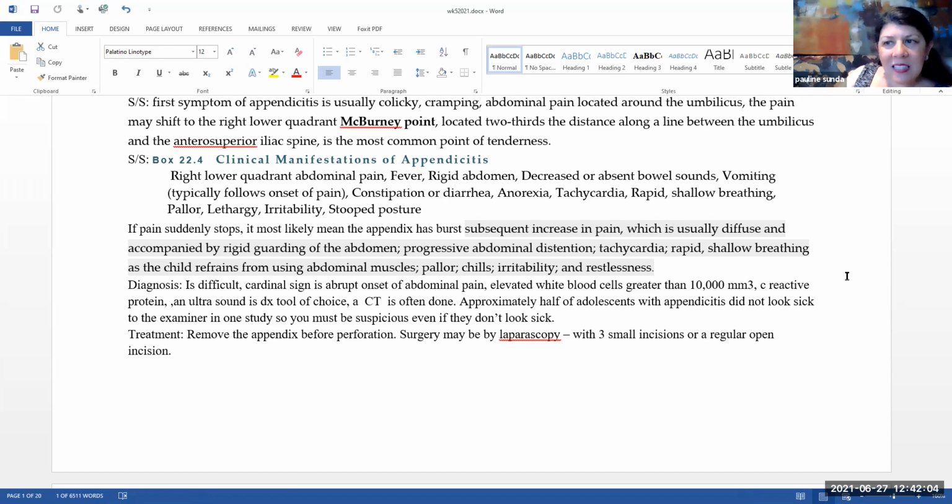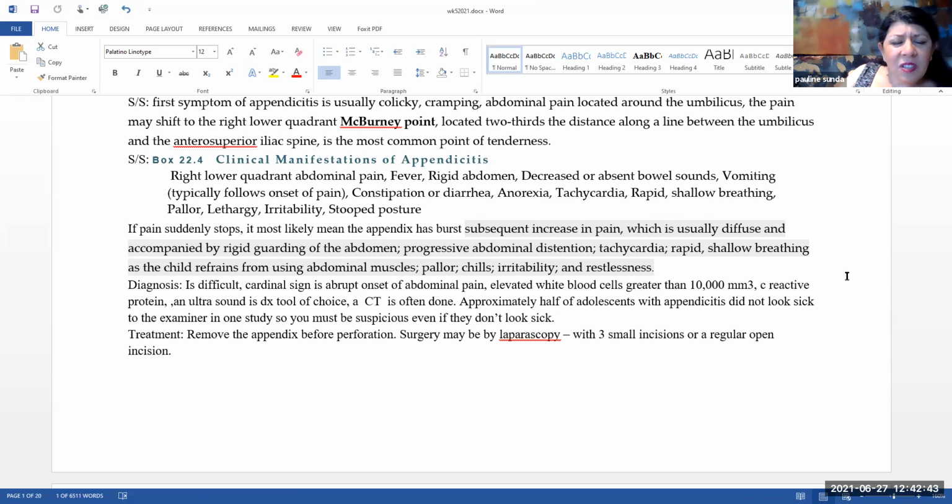If the pain suddenly stops, it most likely means that the appendix has ruptured. Subsequently, there will be an increase in pain, which is usually diffuse and accompanied by a rigid guarding of the abdomen. Then you will see a progressive abdominal distension, tachycardia, rapid shallow breathing, and the child will then start to refrain from using the abdominal muscles. They may be pale, have chills, and be irritable and restless.